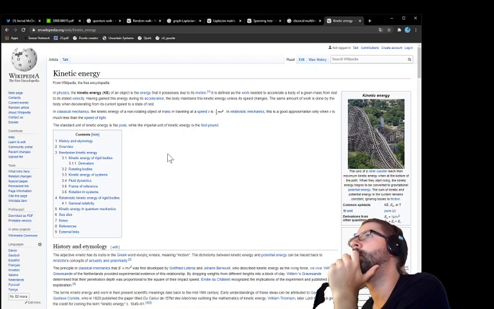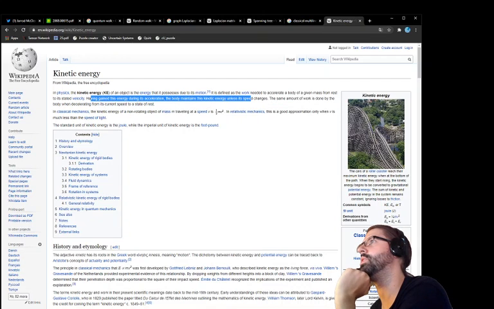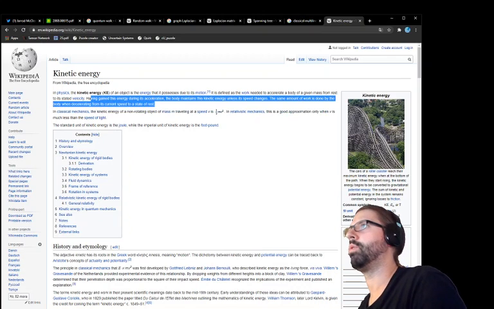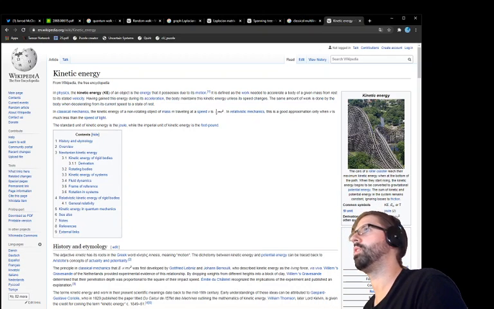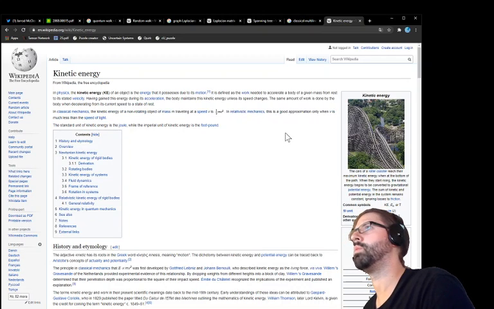So in physics, the kinetic energy of an object is the energy that it possesses due to its motion. It is defined as the work needed to accelerate a body of a given mass from rest to its stated velocity. Having gained this energy during its acceleration, the body maintains its kinetic energy unless its speed changes. The same amount of work is done by the body when it's decelerating from its current speed to a state of rest. In classical mechanics, the kinetic energy of a non-rotating object of mass m at a speed v is this. In relativistic mechanics, there's an approximation.